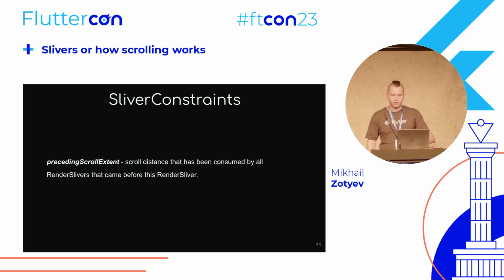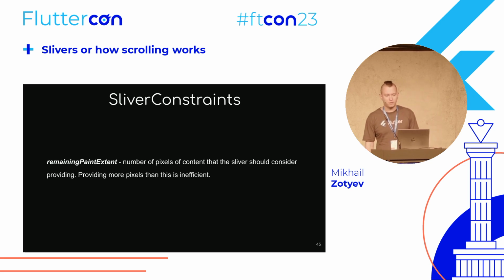Another one is preceding scroll extent. It's a scroll distance that can be consumed by all render slivers that came before render sliver. Again, something really simple, but again, tricky case. Often slivers, they are really lazy. They don't want to create everything when they don't need it. So if some sliver goes after this lazy sliver, before this lazy sliver creates everything, no one knows which size it will be, right? And in this case, no one knows about this property. It will be infinity all the time before everything is created and calculated, and then we can know about this.